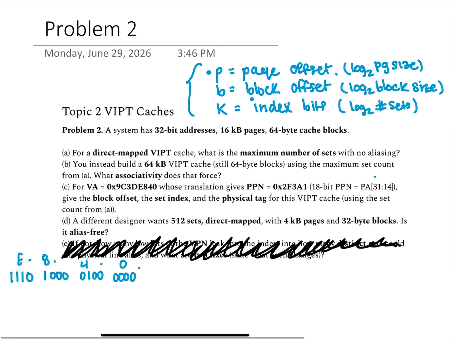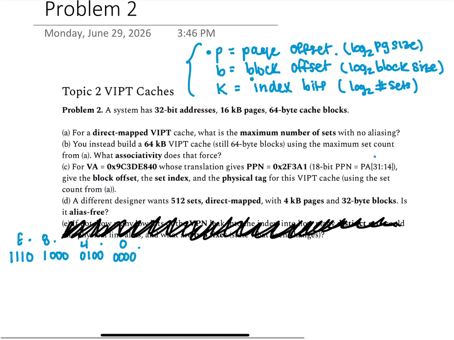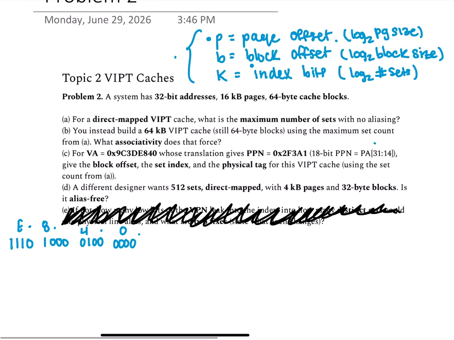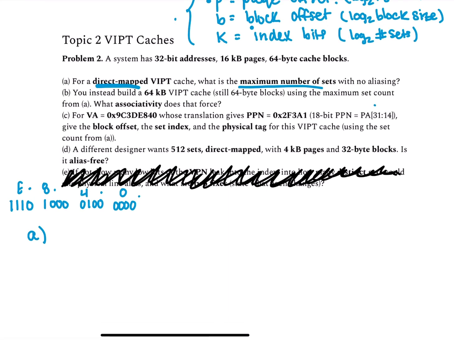So this is problem 2, VIPT caches, and I've given some helpful information up here to help us solve some of these problems. For part A, we have a direct-mapped VIPT cache, and we're asking for the max number of sets with no aliasing.